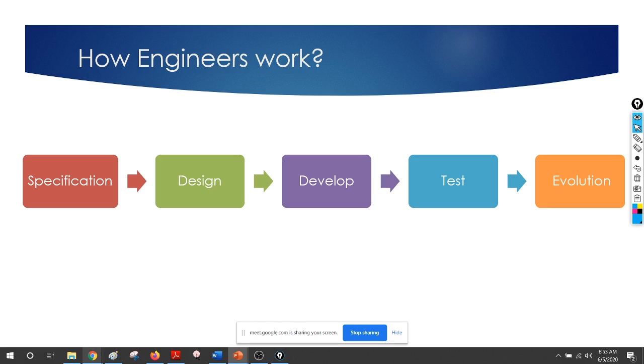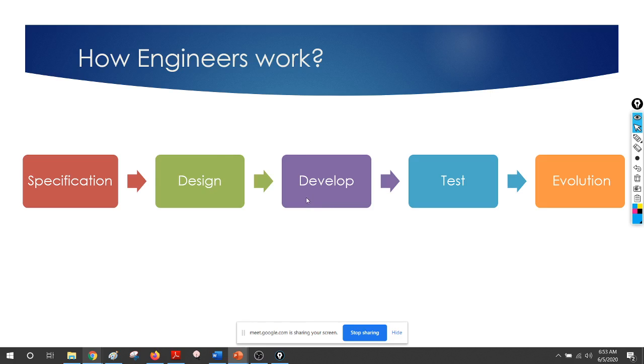So they are going to work with complex things, big things, okay? So how do they tackle it? They do it like this: specification, design, develop, test, evolution, right? So that is how they do that. They are not going to just start developing it. No, first they do the specification, understand the requirements, then they do a proper design, modeling of the solution, and only then are they going to develop it, or they are going to get it developed by someone else, right?